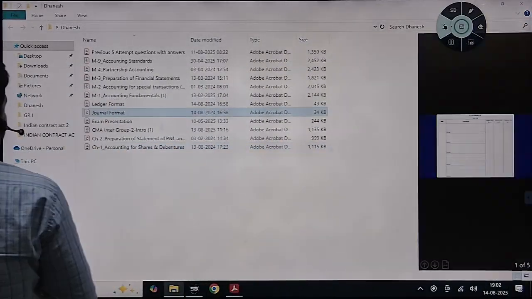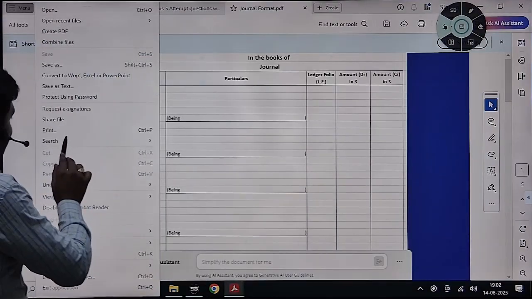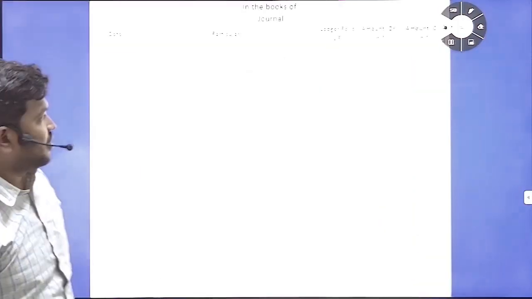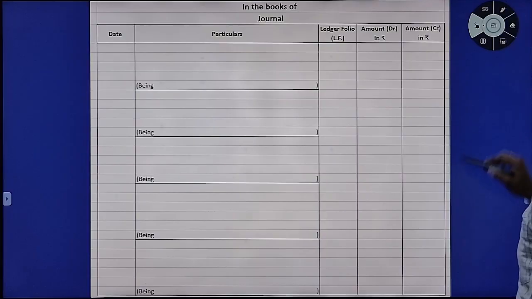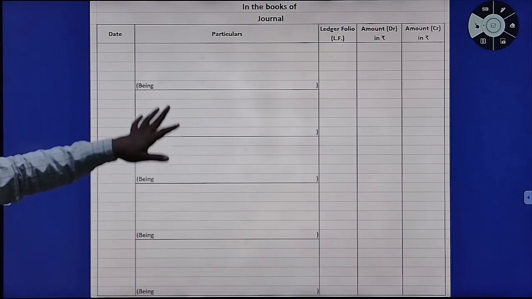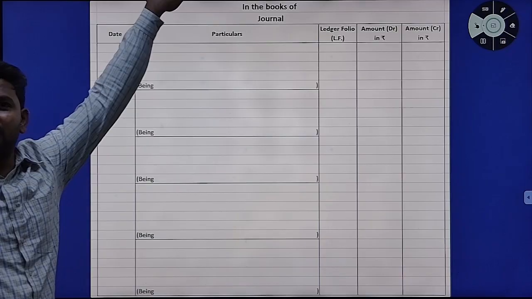I'll quickly cover this journal format, and then I'll leave you. This is the format of a journal. I think you already know this, right? Not the first time you are hearing about journal, yes or no?